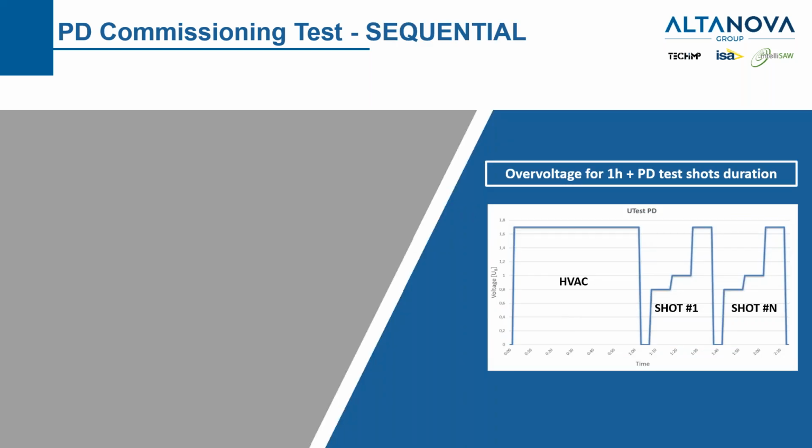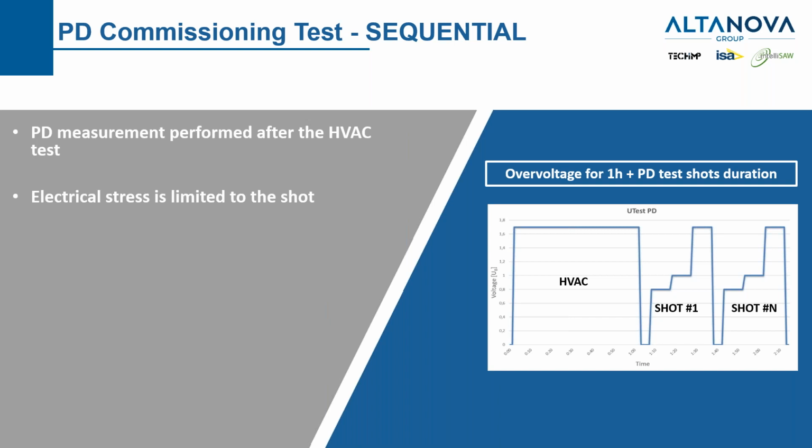So when we do the sequential testing, normally we perform it after the HVAC test. So we will have a 1 hour HVAC test, and then we ask the customer, okay, we go to the joint, please raise the voltage, we take the measurement, and so on, as many times as we need to complete the cable. So the PD test shall be performed after the HVAC test.